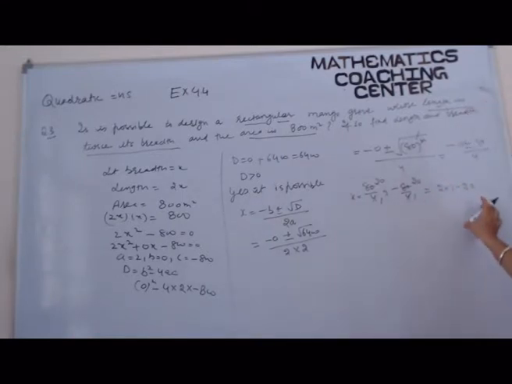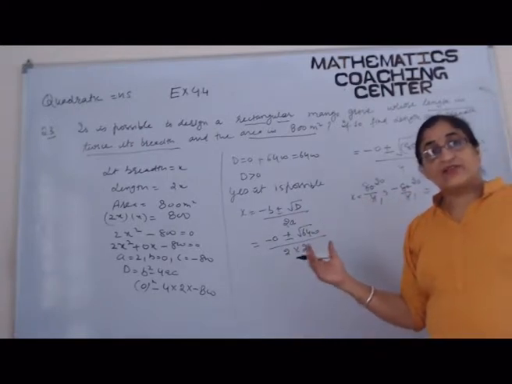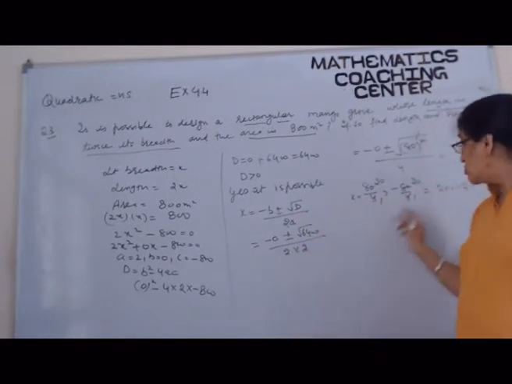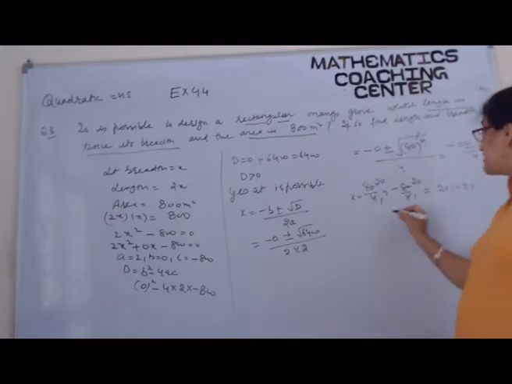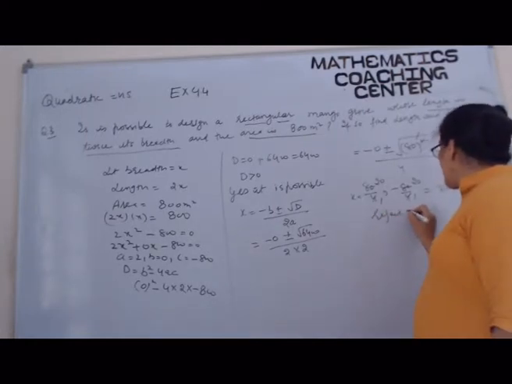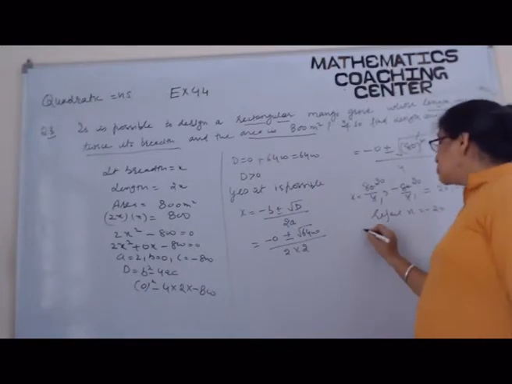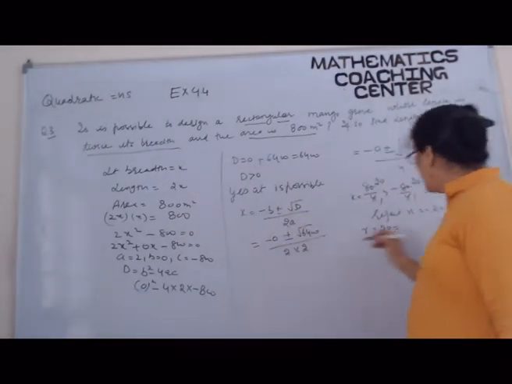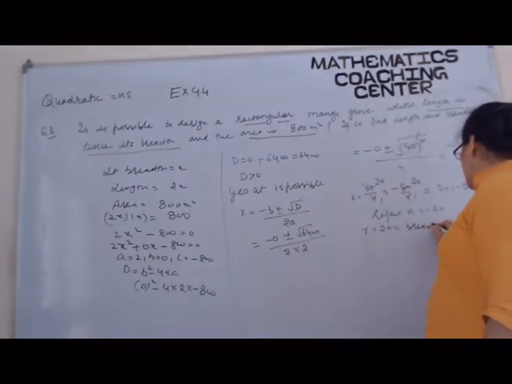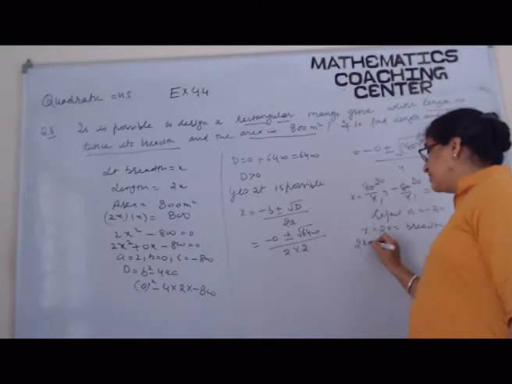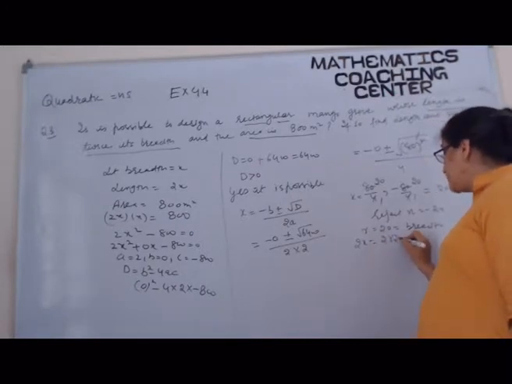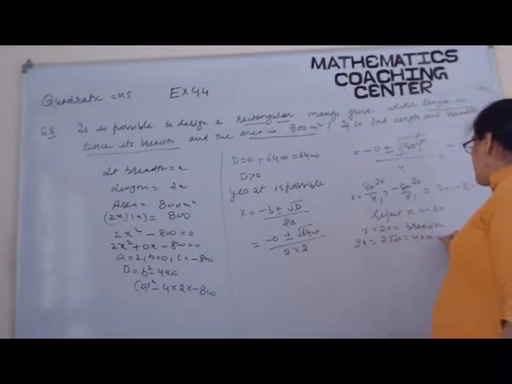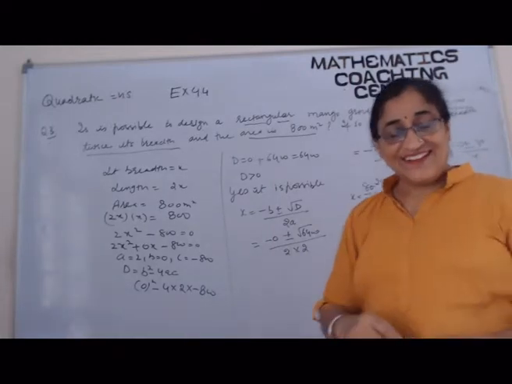Reject minus 20 because length or breadth are not negative. So you have to reject x equal to minus 20. So x is equal to 20. That is the breadth. And 2x is the length, 2 multiplied by 20 that is equal to 40 meters. That is the length. Hence we find the length and breadth.